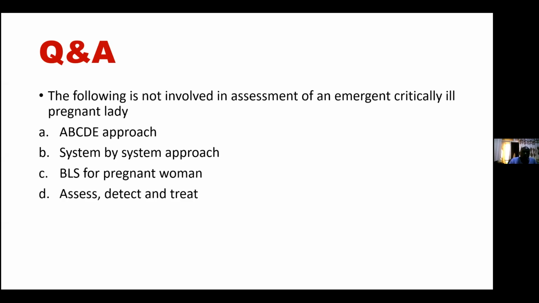So as you can see, with a very critical patient as well as very pregnant, you need to assess, detect something, and then treat, which means D is the answer. BLS involves the system where you assess airway and act, breathing and act, cardiovascular and act. That's the way. But system by system won't allow you to go and act, okay? Which means the answer B is not correct. It's not involved in assessing a very critical pregnant lady.